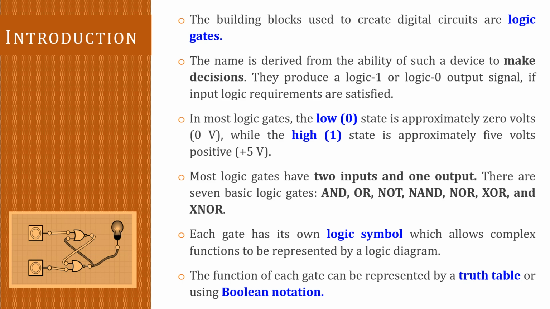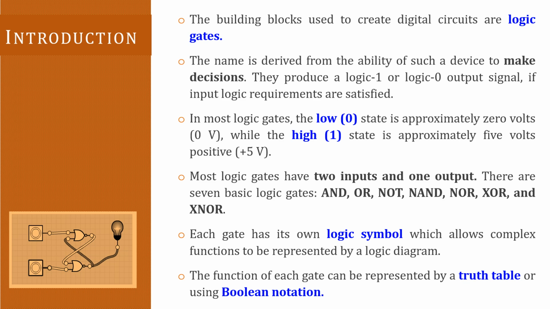This logic 0 state can be called the low state, and the logic 1 state can be called the high state. In most logic gates, the low state is approximately 0 volts, while the high state is approximately plus 5 volts. Most logic gates have two inputs and one output.